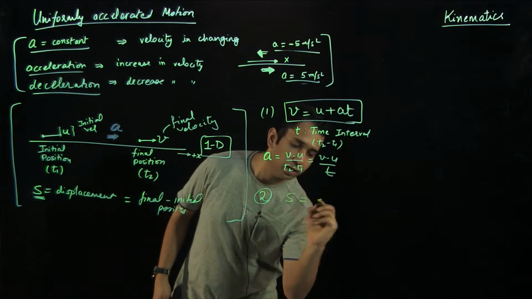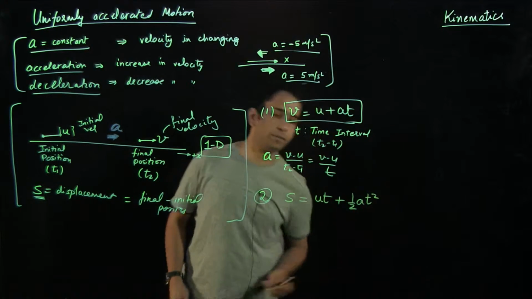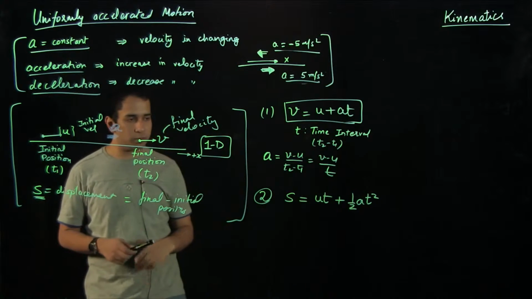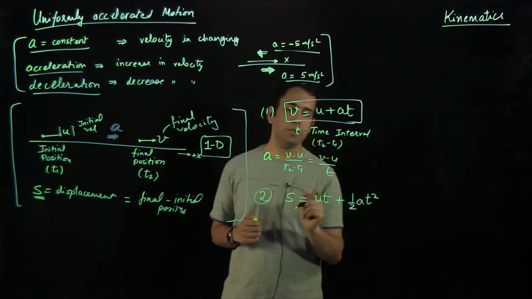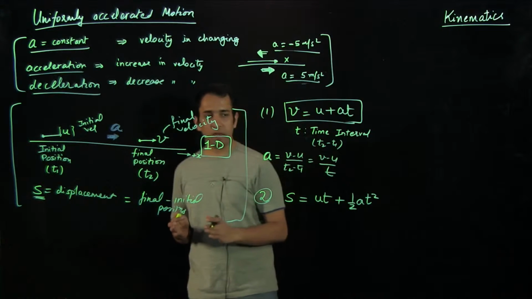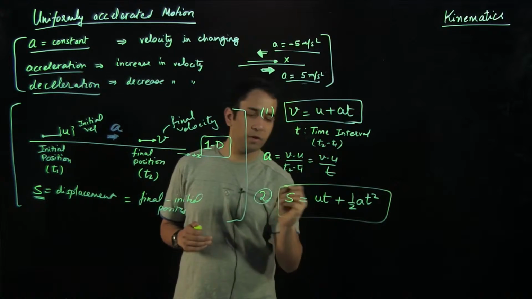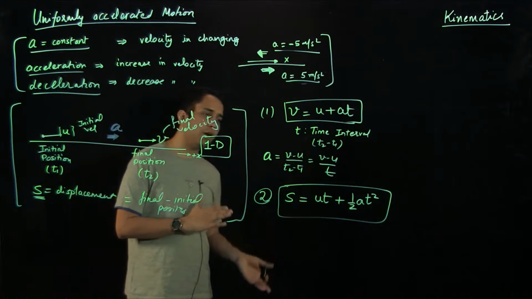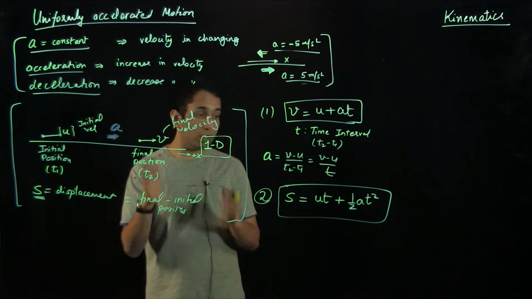So second equation is s equal to ut plus half a t square. So s is the displacement here, and displacement is final minus initial position, u is the initial velocity, t again is the time interval which we are talking about, plus half into a is the constant acceleration which is acting, and t is the time interval again. So all the variables are the same which we have defined, and this is the equation which is relating the initial velocity, acceleration, time period, and the displacement which has happened throughout in this time period.